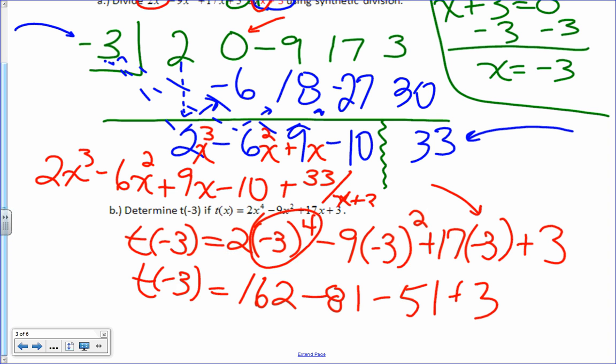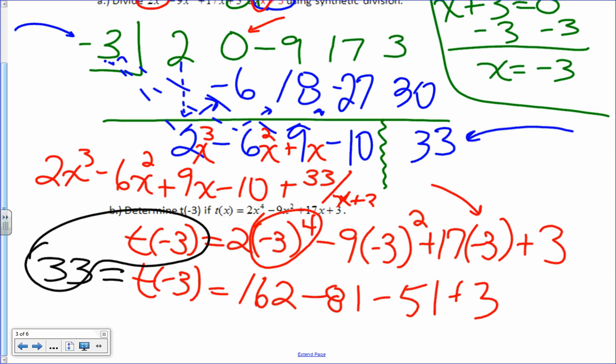So not very surprisingly to me, t of negative 3 is 33. Have we seen that number somewhere? Yes. I sure hope so. If not, we did one of the others wrong. Yeah. Wait, what's negative 81? It is negative 3 to the 4th power. Yep. So it should be 33.